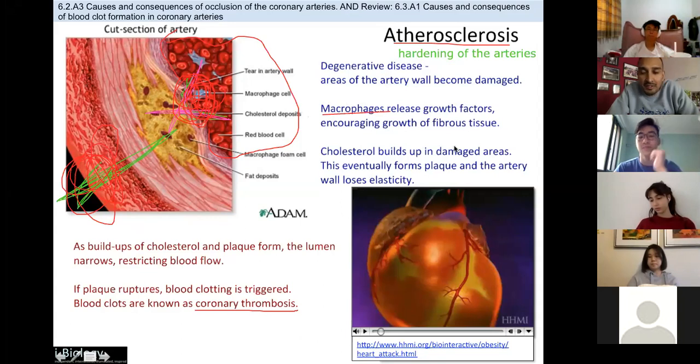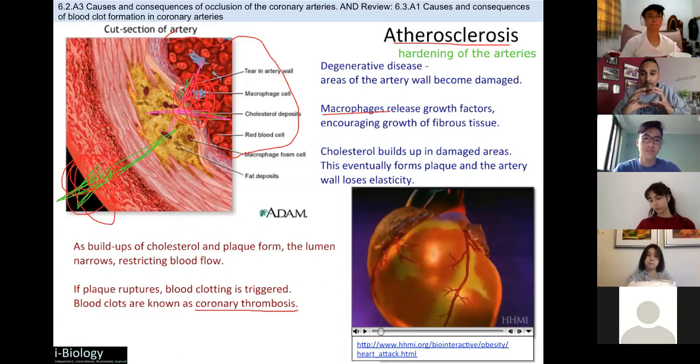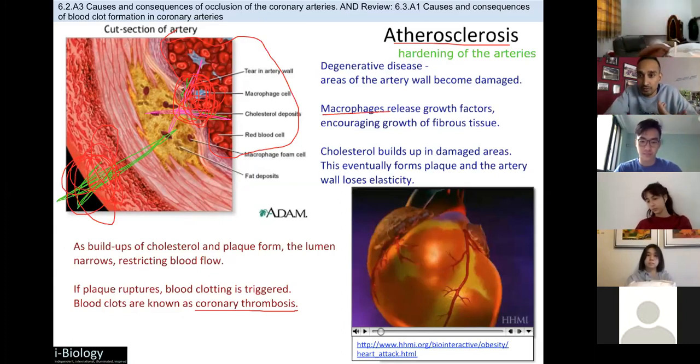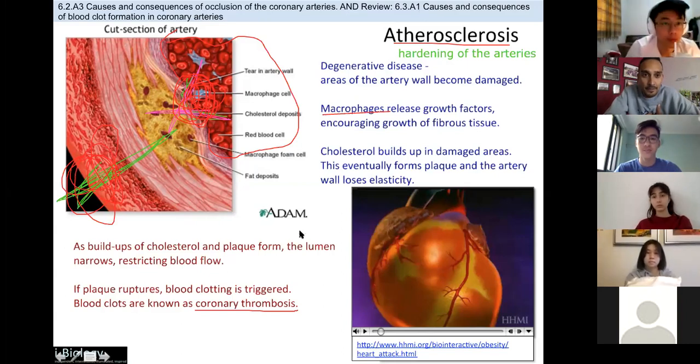But when they rebuild it, they're building it with less elastic material. It's more like scar tissue. So now imagine you're repairing a blood vessel that's supposed to be very elastic and able to move and change shape and deal with pressure. And now you're rebuilding it with something very rigid and hard. And now it can't deal with high pressure blood. The overall effect of that is that you're going to have less elastic arteries, which leads to high blood pressure. Okay.